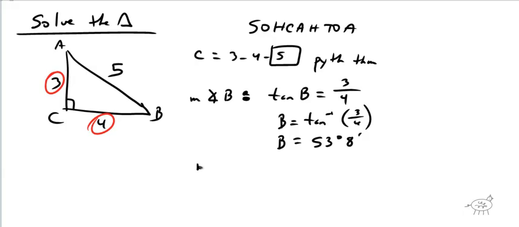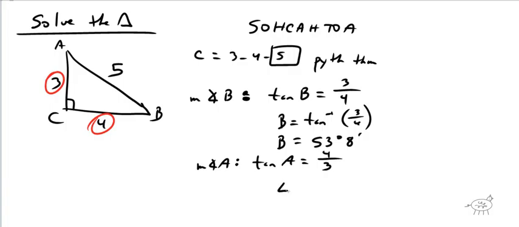Then the measure of angle A. Again, the best way to do this is to use tangent again. So tangent of A is equal to opposite over adjacent.